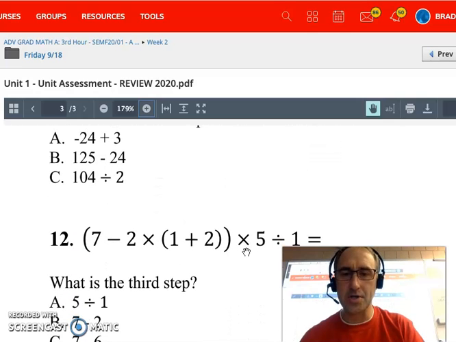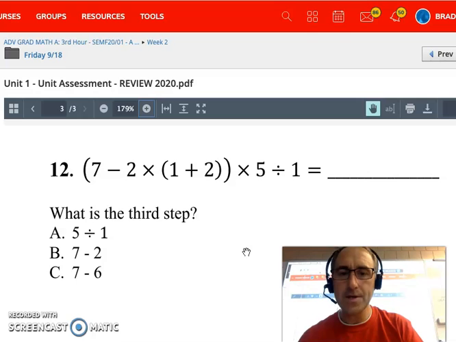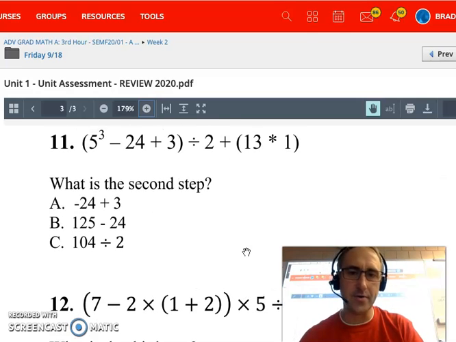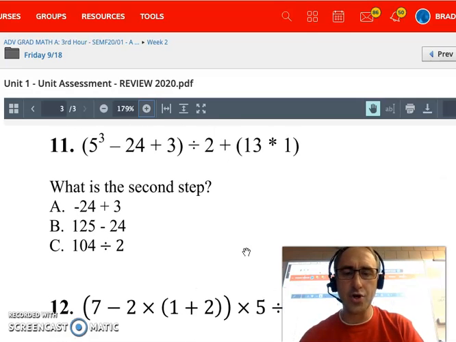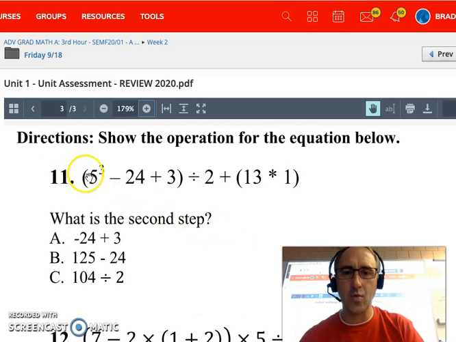Our last two questions on the review deal with what is the second or the third step. In order to know that, Ms. Hoffman and I want you to calculate and come up with an answer to the question, and then look back at your work and see what the second or third step is.